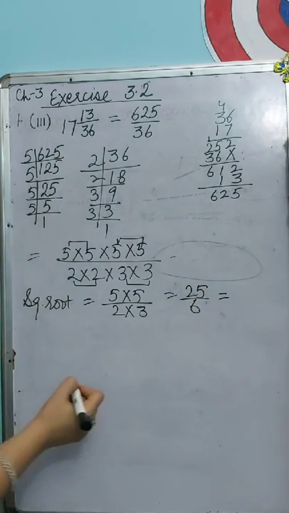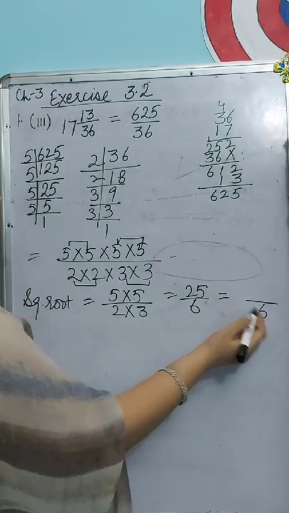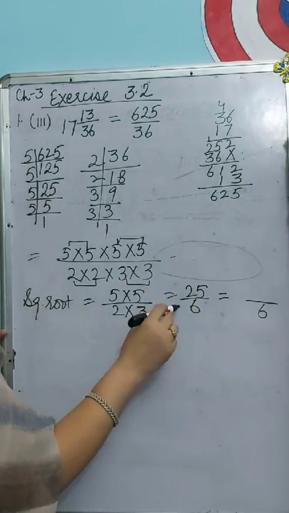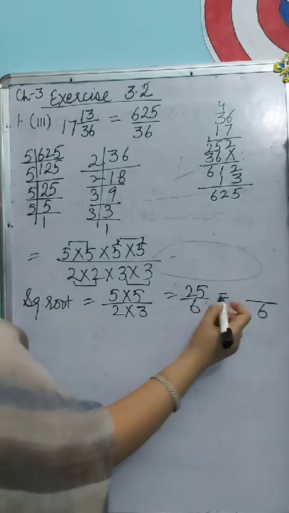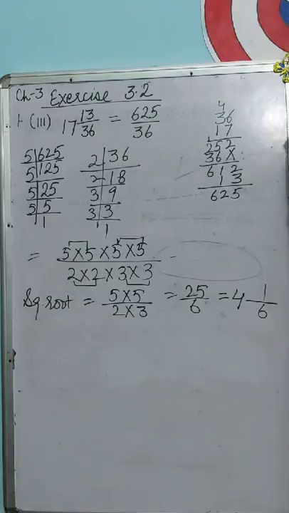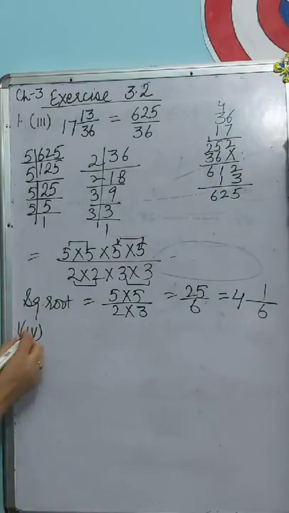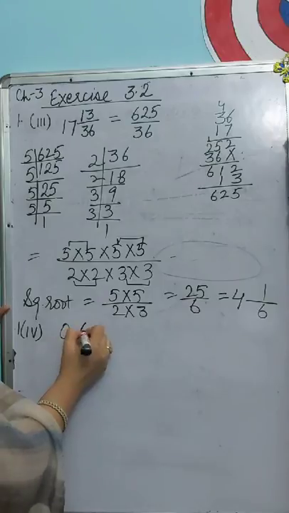Now again convert it into a mixed fraction. 6 denominator, 6 ones are 6, 6 twos are 12, 6 threes are 18, 6 fours are 24 and 1. This is the answer. So here it is the third part and decimal part में कोई confusion नहीं है. Fourth part देख लो फिर भी. First का fourth part, it is 0.64.